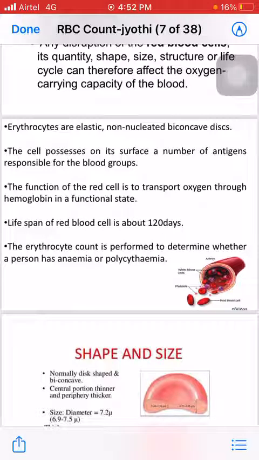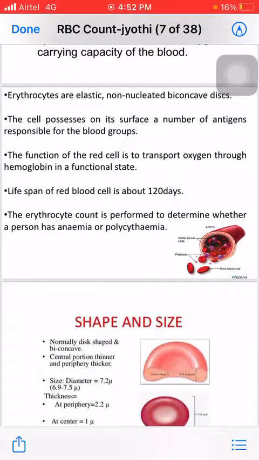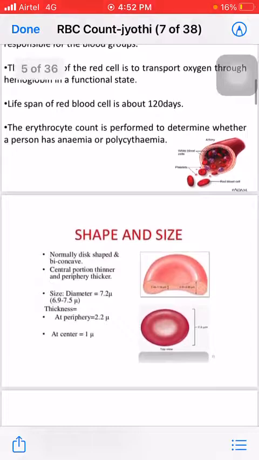And the erythrocyte count is performed to determine whether the person has anemia or polycythemia. So almost the clinical significance is the same, to know whether the person is anemic or he is suffering from a condition called polycythemia, where the number of red blood cells is more than the normal range.